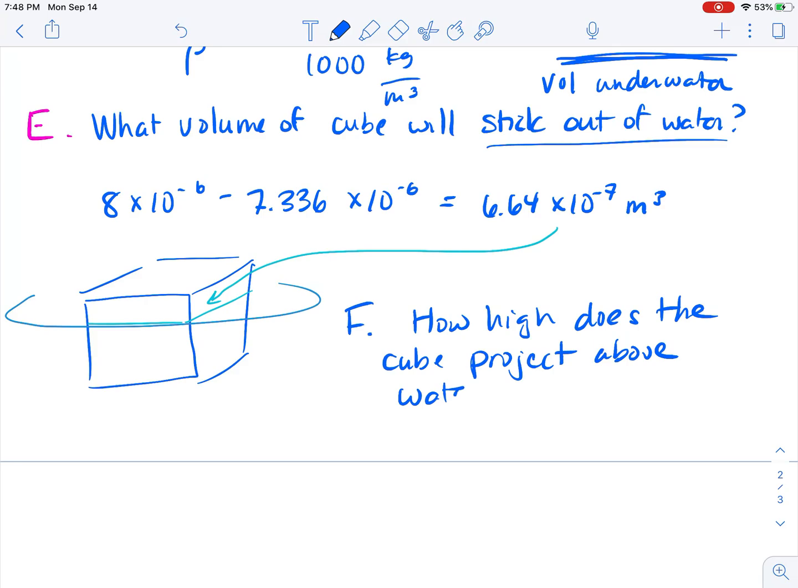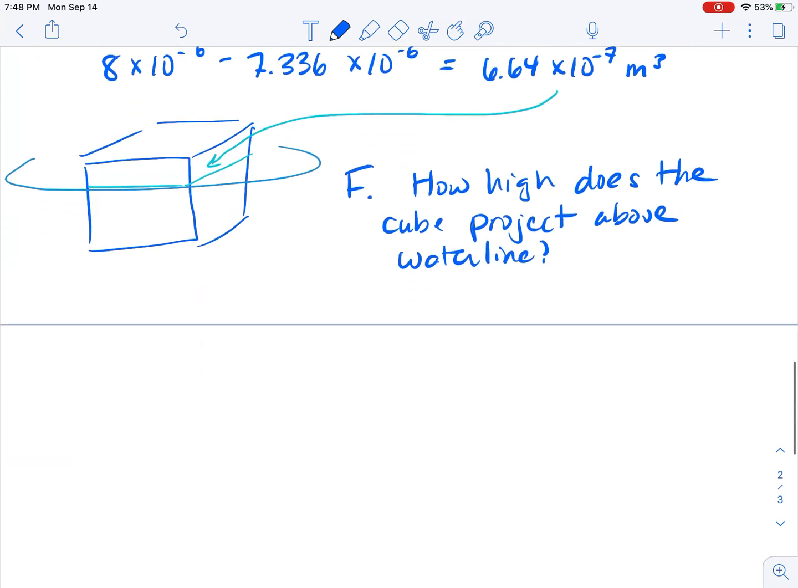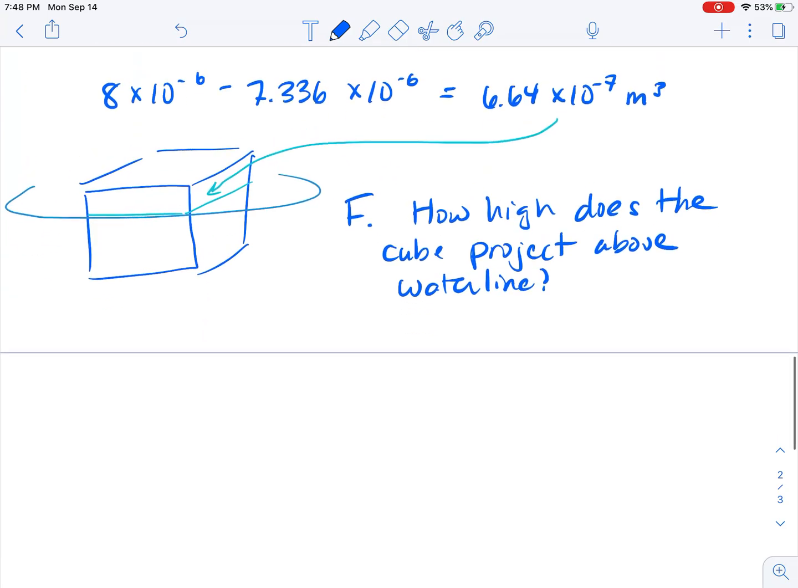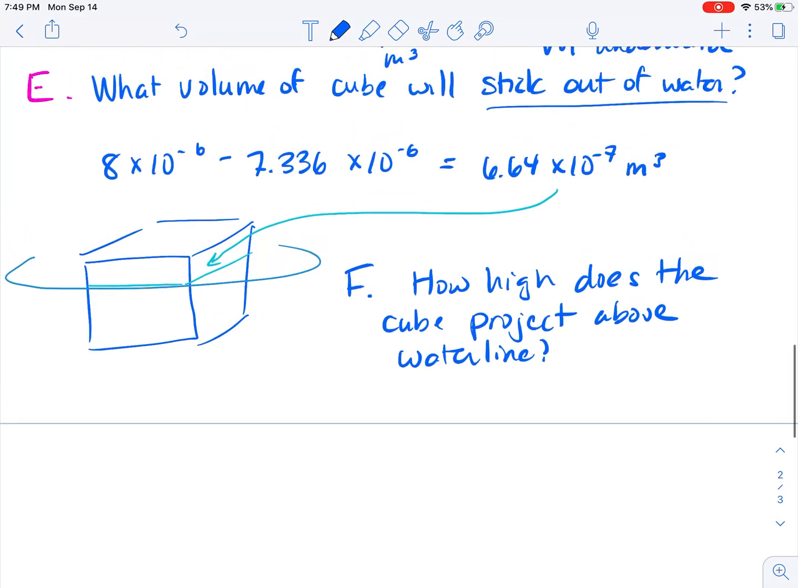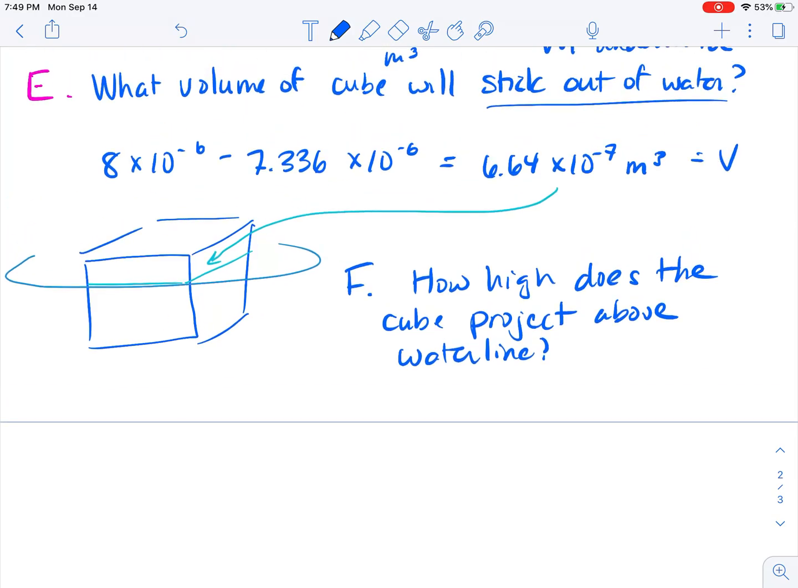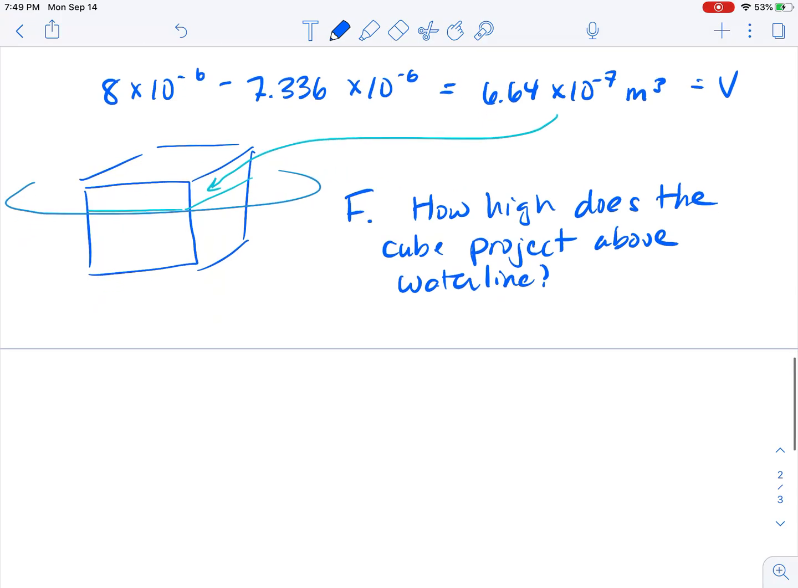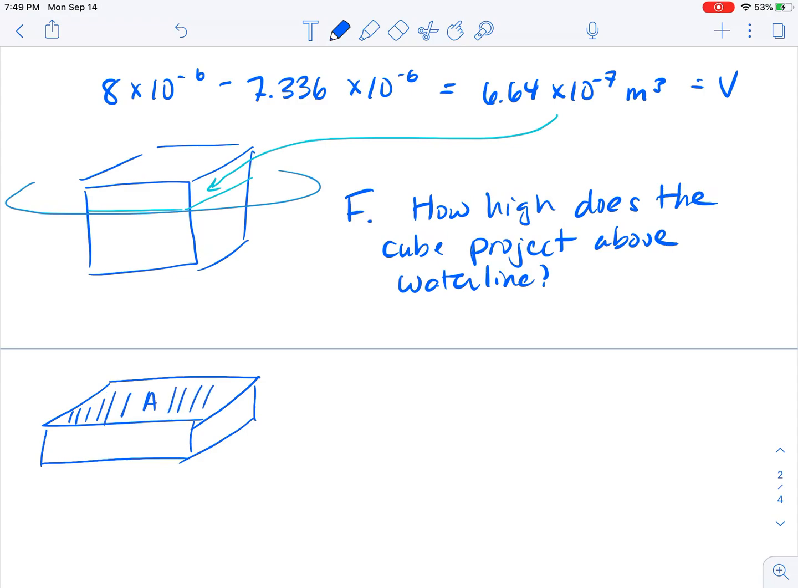Above the water line. So to determine that, I've got the volume. I've got this volume of this box that's sticking up above the water. And what I want us to remember is something from geometry. I've got a cross-sectional area here, the area of the base. If I take the area of the base times the height, this little height is how far the cube projects above the water line.